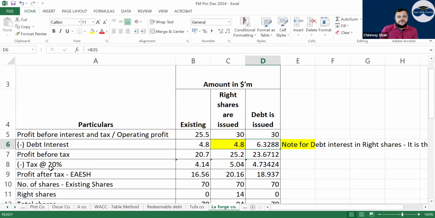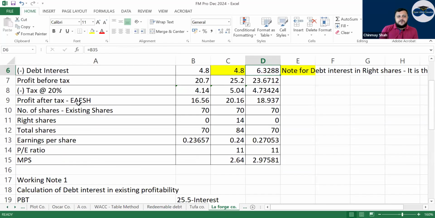Then you have profit before tax. From that, tax will be deducted. Right? You will have profit after tax, the earnings for shareholders, correct? Number of shares that are existing, you add the rights shares, the total shares that are there. Then you do EPS. EPS and then the P/E ratio is given. So you multiply the EPS by the P/E ratio, you get the market price per share.